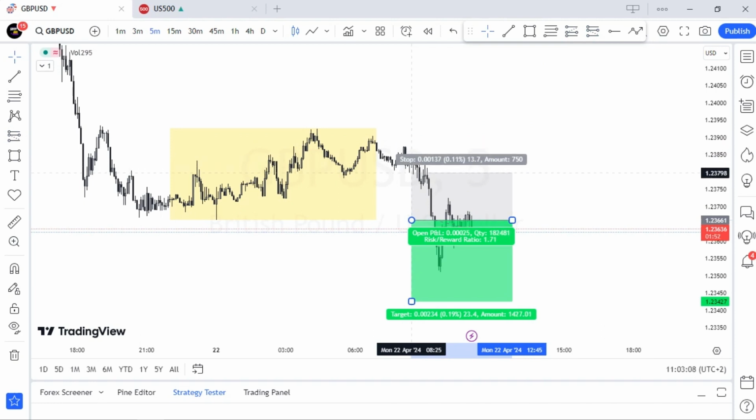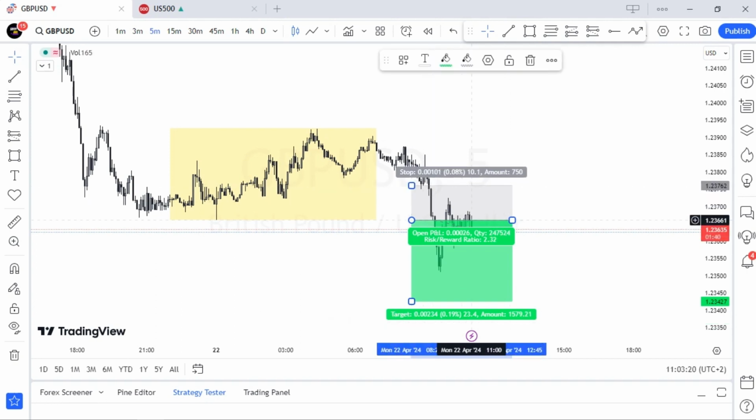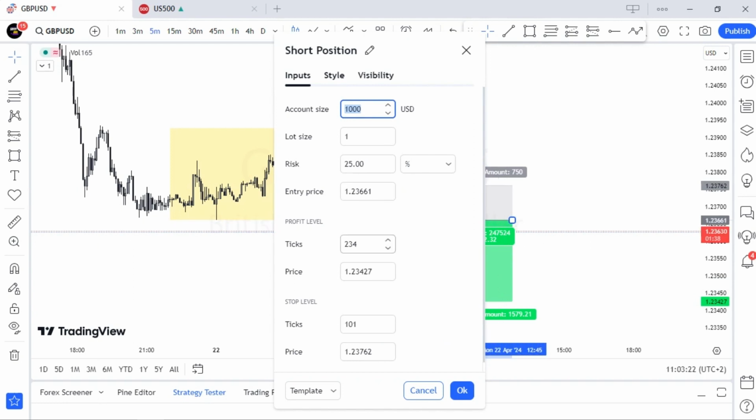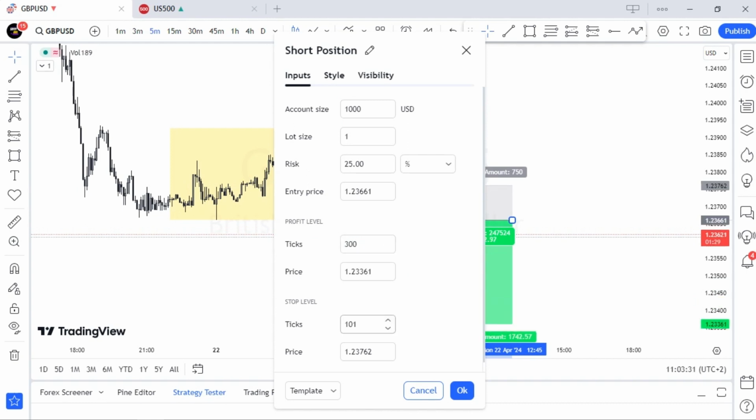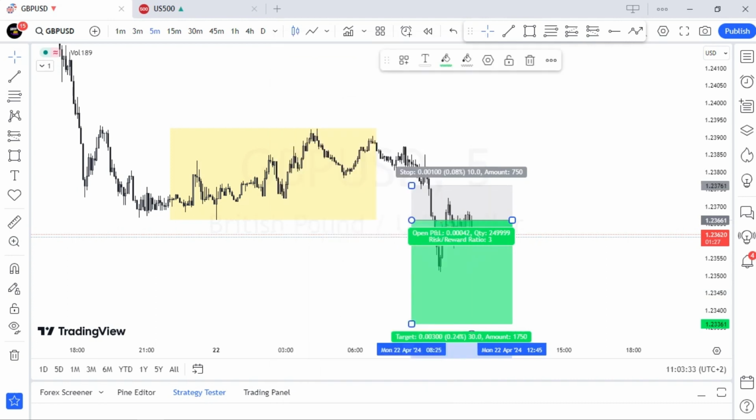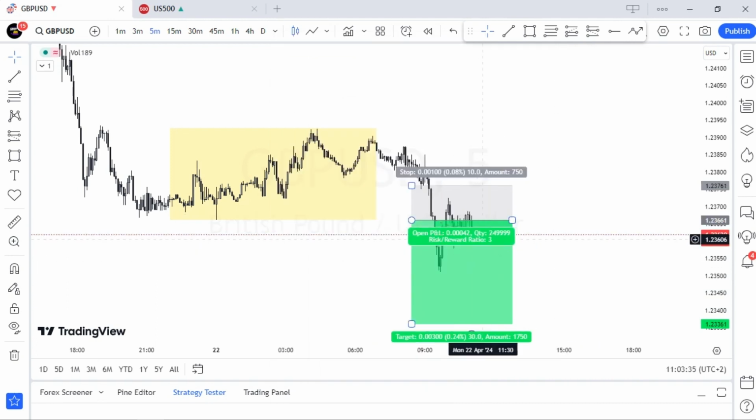I'm about to execute a trade here. I'm going for a 1:2:3 because that's how I manage my risk. That's how I manage my risk. Let me fix this real quick. There you go. It's a 1:3.